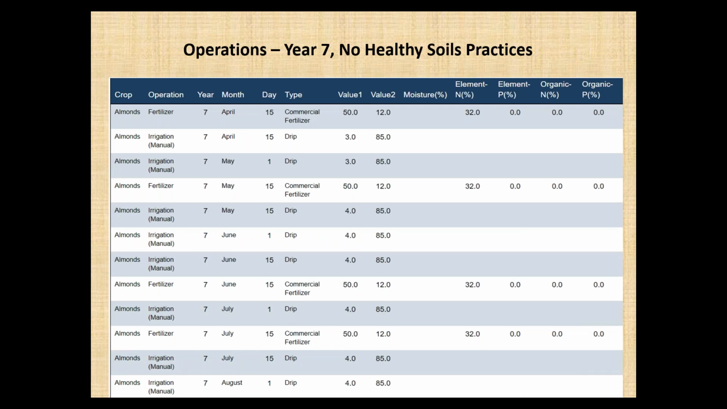I'm using year 7, or the 7th year of the orchard, at a time when no healthy soils practices are implemented. And there are the fertilizer and irrigation inputs, and dates and amounts of fertilizer, and the amount of water applied. For simplicity, I'm entering irrigation every 15 days, 3 inches. Of course, a more realistic entry might be weekly or every 5 days with a lower amount of water.